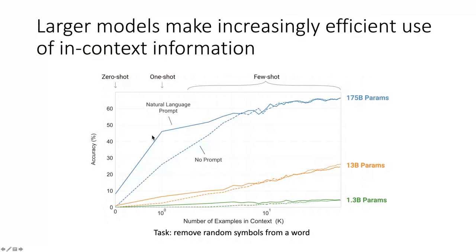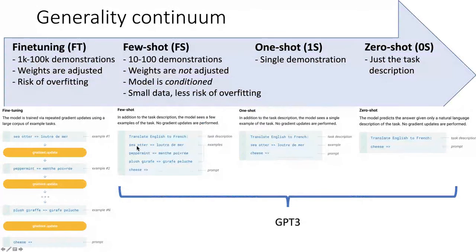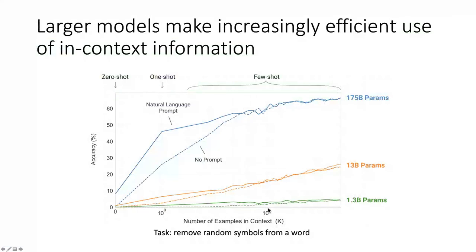Okay, so this chart: larger models make increasingly efficient use of in-context information. So the number of examples you can fit in this 2048 context window will generally improve the performance of GPT-3. That's what this graph shows. The colors indicate the size of the model. They tried different versions of GPT-3, different levels of scaling up, basically.